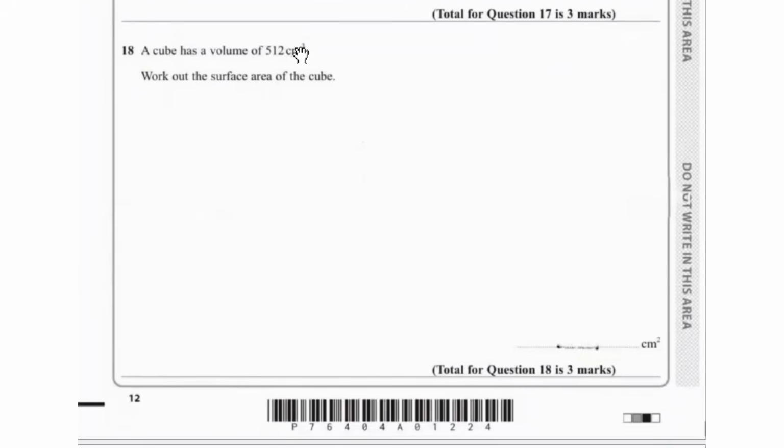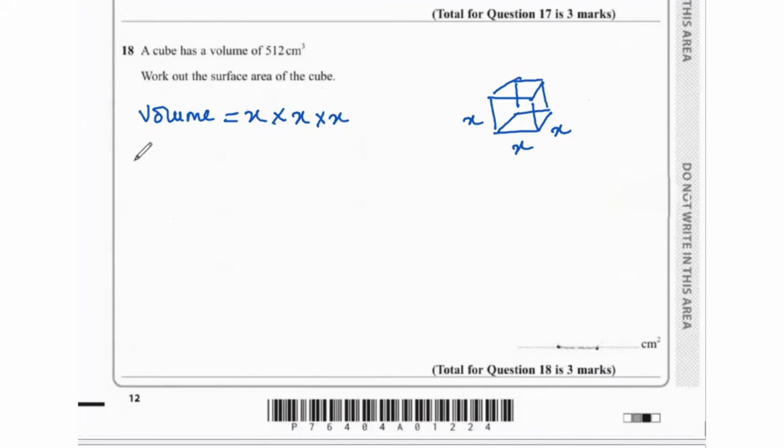Then the cube has a volume of 512 centimeters cubed. Work out the surface area of the cube. So we know that a cube has all equal faces. Why? Because they're all squares, and a square has all equal dimensions. Volume is going to be x times x times x, which is x cubed. So 512 equals x cubed. We take the cube root on both sides to find the value of x, which is equal to 8 centimeters.